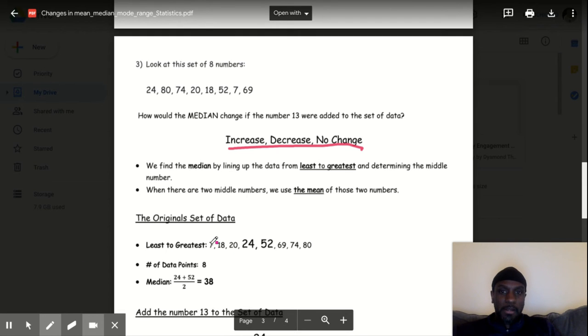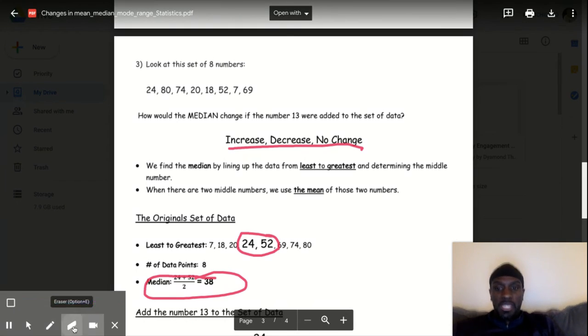The original data had 1, 2, 3, 4, 5, 6, 7, 8, 8 numbers. It has 2 middle numbers, okay? Add them together, divide by 2. The median for the original data is 38, okay? The median was, let me erase this so you can see it. The 2 middle numbers were 24 and 52.